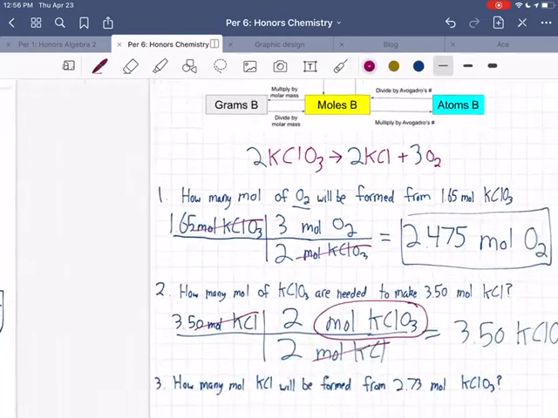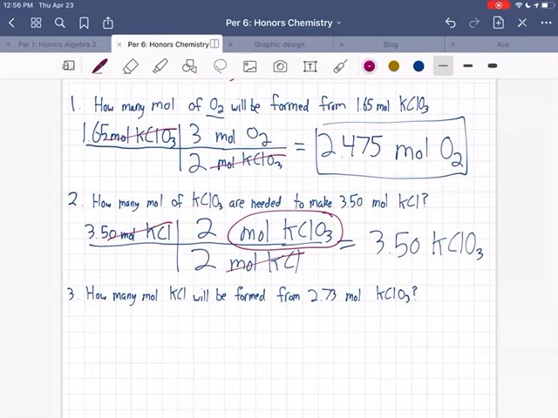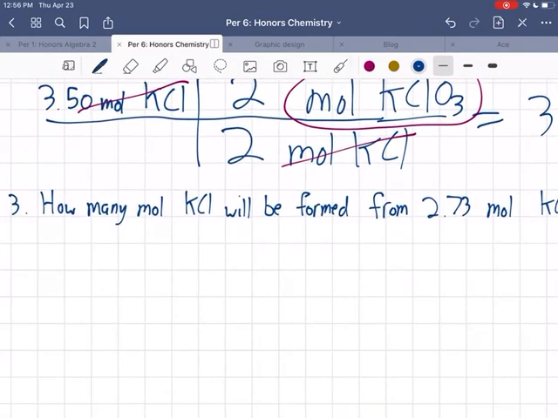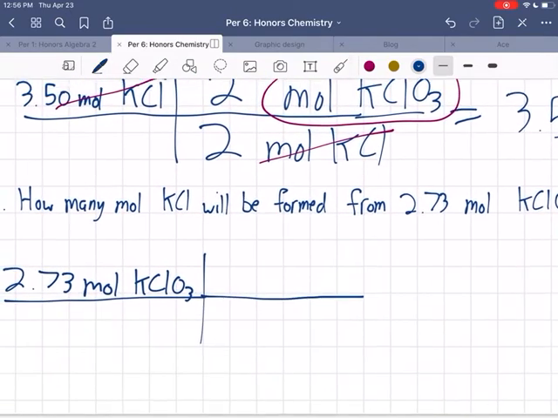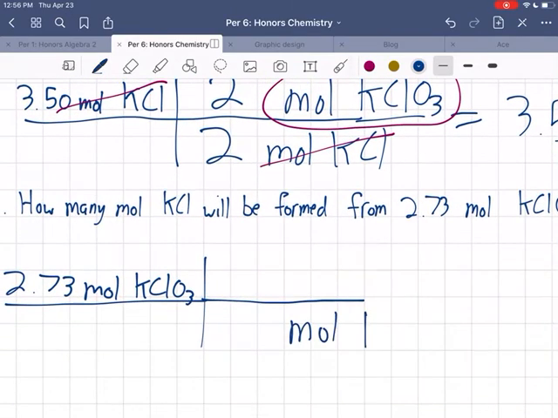All right, last question here. How many moles of KCl will be formed from 2.73 moles of KClO3? Let's start with the number that they give us, 2.73 moles of KClO3. All right, we're trying to cancel that unit out, KClO3 out. We're trying to get moles of KCl.